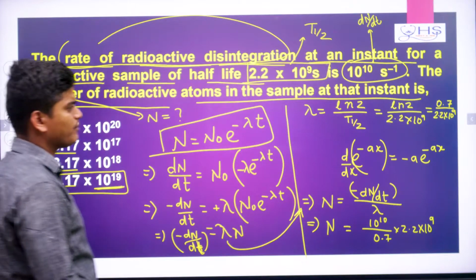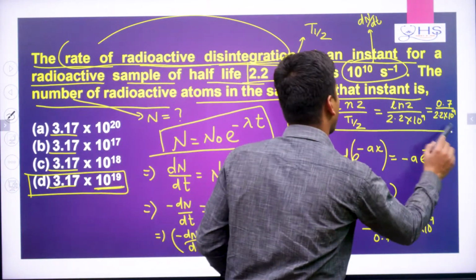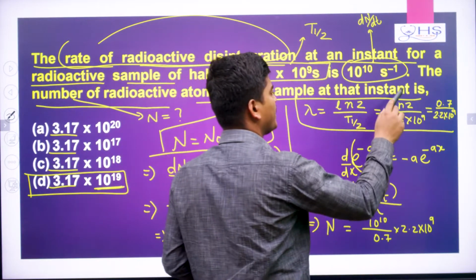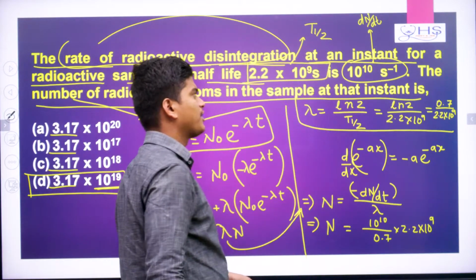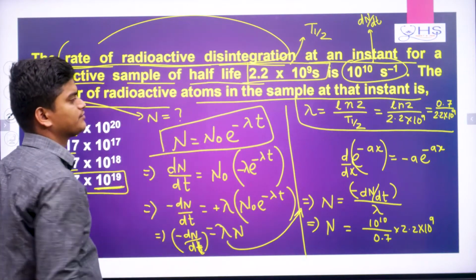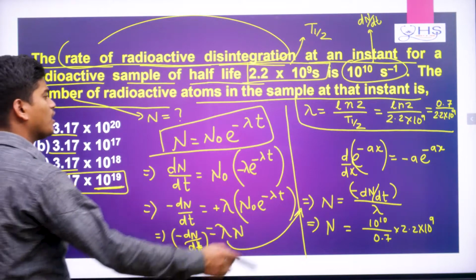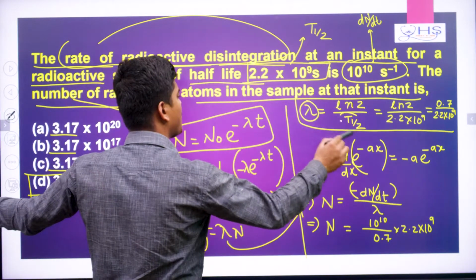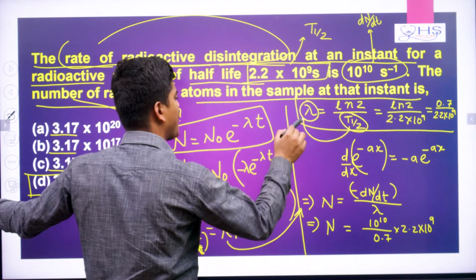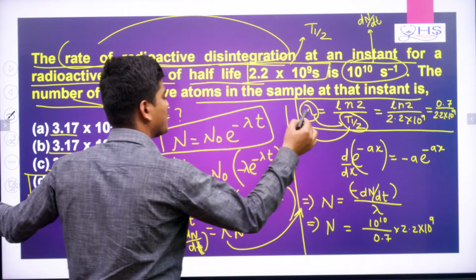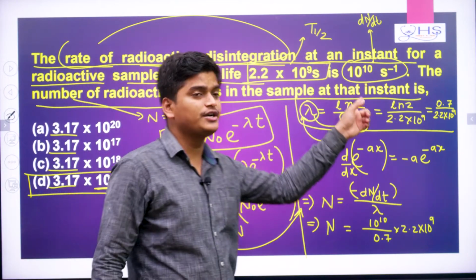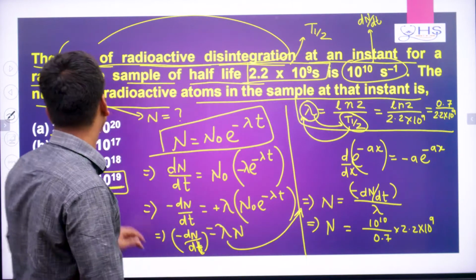And one more thing, remember lambda equals ln2 by t half, where t half is the half life. It is given in the question already. Sometimes lambda is given and t half is asked, then you can use this relation: t half is nothing but ln2 by lambda. So that relation also you can use.